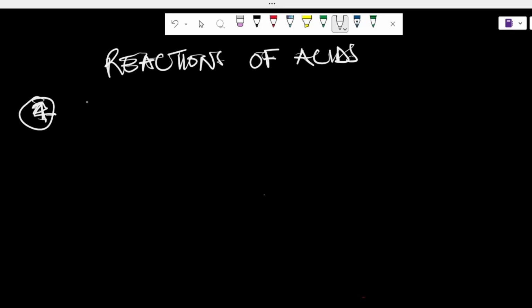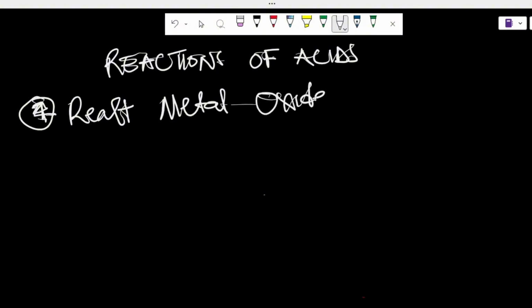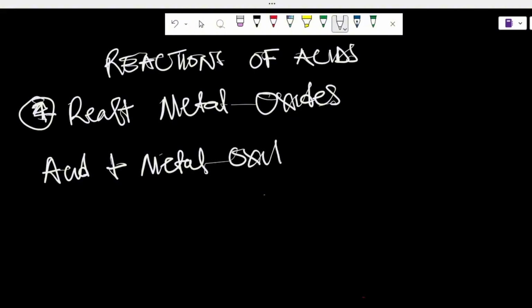Now, acids can also react with metal oxides. So this means that when you react an acid plus a metal oxide, you're going to get salt and water.